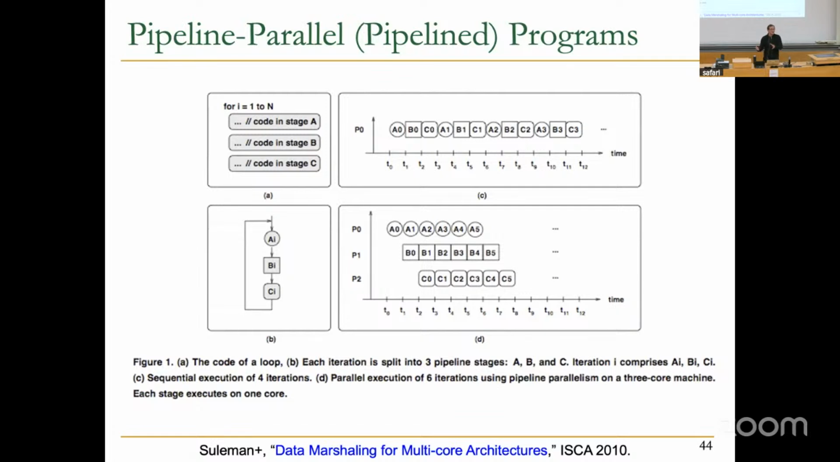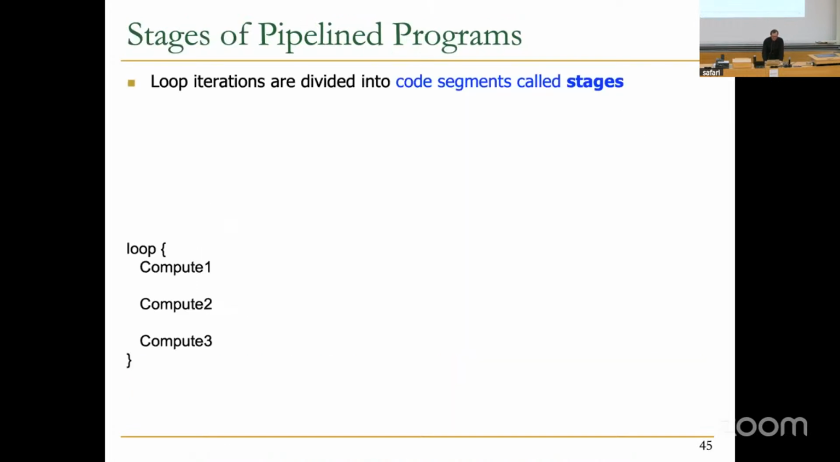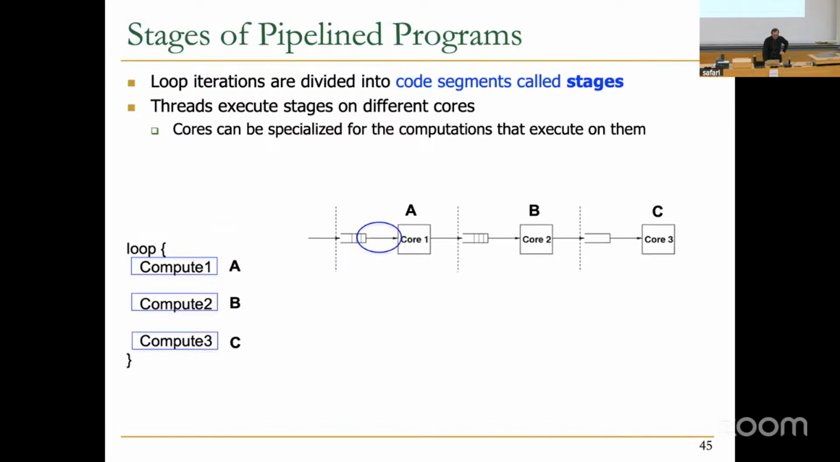Now, this is a computation model. It's not just a hardware model, it's really a computation model of programs, and this is systolic computation. And this is also called pipeline parallel, so at some point, pipelining and systolic look similar. So I've already given you this, so let's take a look. You can actually have cores. Threads can execute stages on different cores. Cores can be specialized for the computations that execute on them. That's key. So these could be general purpose cores, but they could be very, very specialized for A, B, C as well.